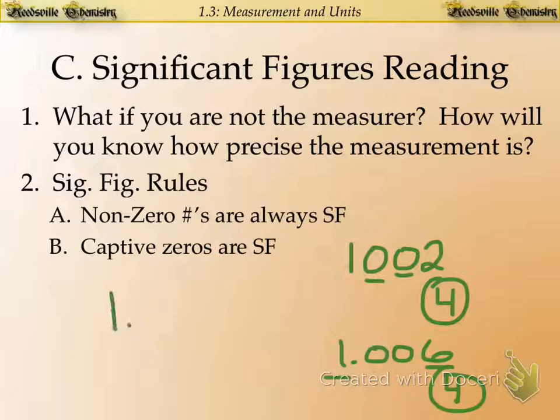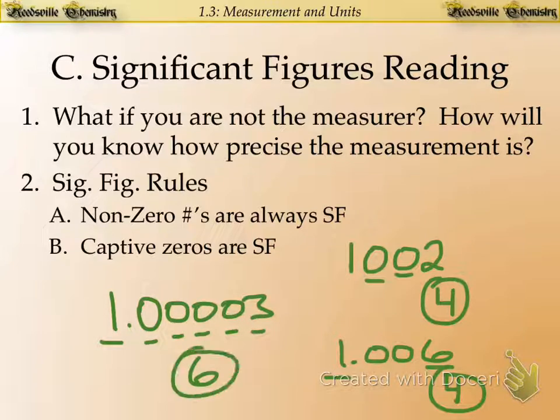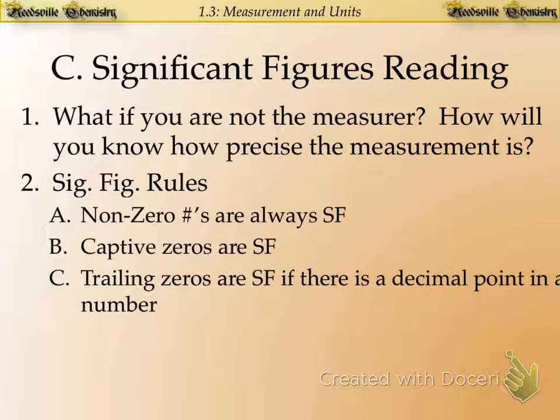If you have a number like 1.00003, 1, 2, 3, 4, 5, 6, 6 significant figures. Okay, those are captive zeros. So the zeros are measured. They're said to be measured. Trailing zeros are significant if there's a decimal place in the number.